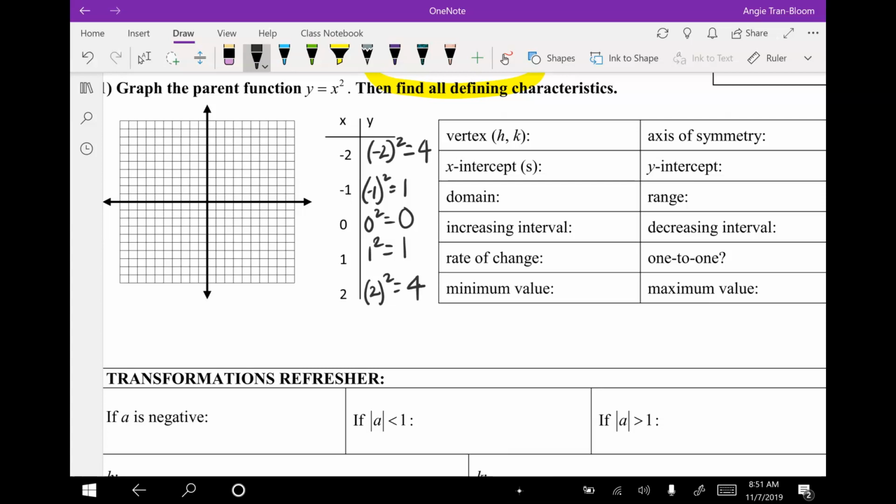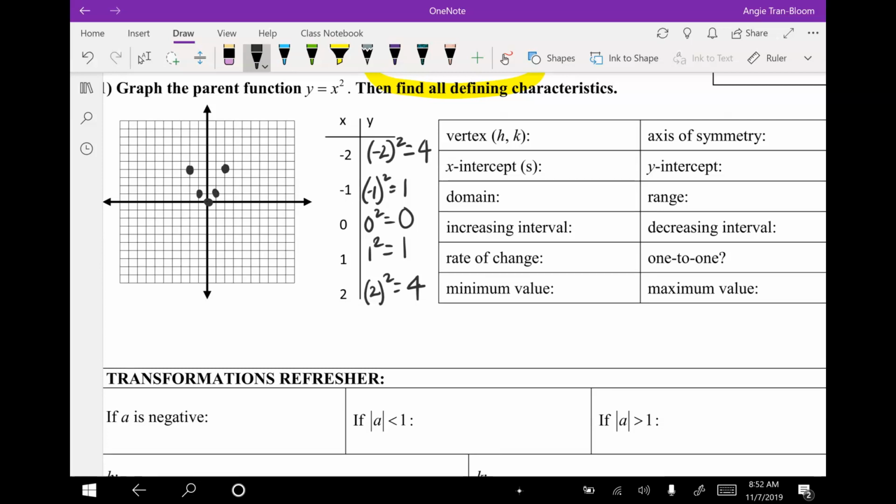Okay. Before we even plot, what shape should this be? A U. Guys, a V is only reserved for what function? Absolute value. Okay, so -2, go up 4. -1, go up 1. 0 is 0. 1 is 1. And 2 is 4.